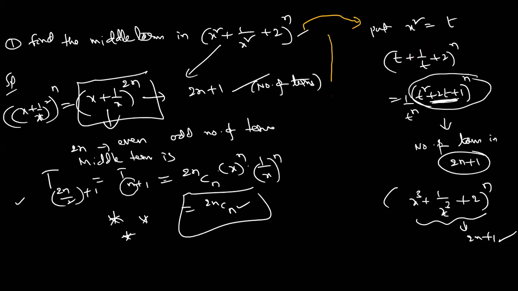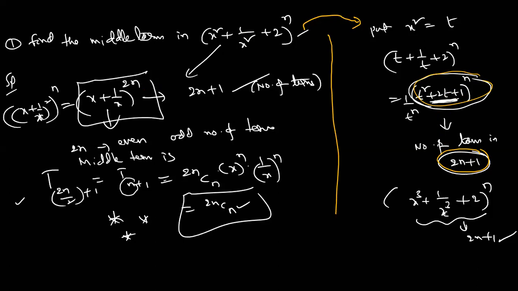Another way. t plus 1 by 2 plus 2. What is the degree after expanding this one? Degree is 2n, so just add 1. The number of terms is 2n plus 1.